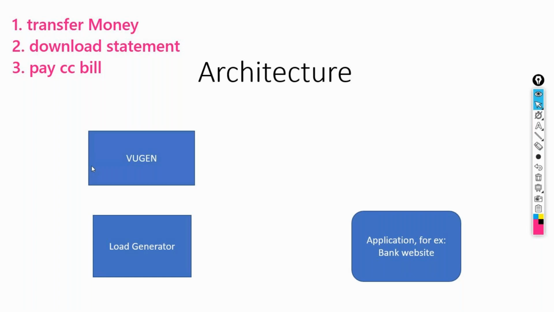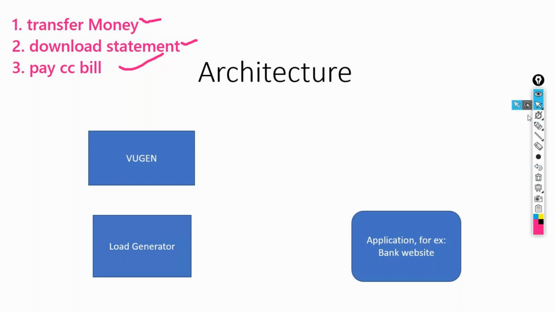Once you generate the script, you have to do some minimal customization, and then you have to make use of the load generator to run. Those scripts will run on load generator machines. So Vuegen is a component which is used to generate scripts. Which scripts? Scripts related to these critical scenarios for that application, any application in fact.